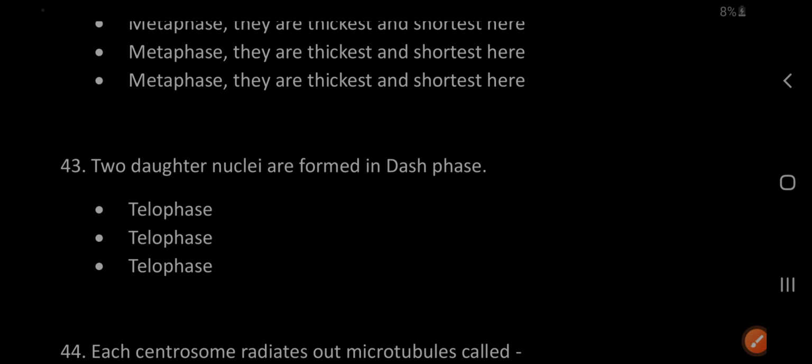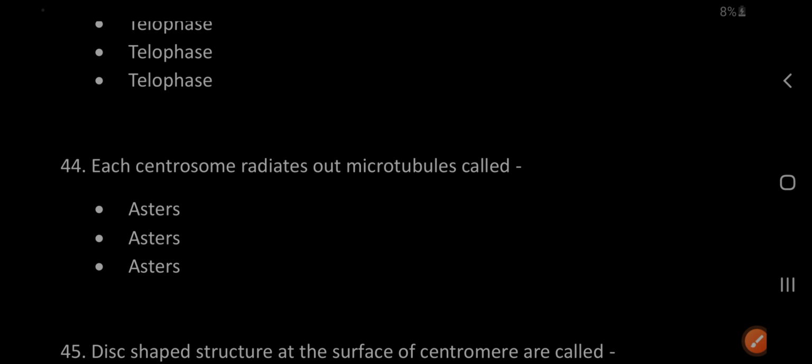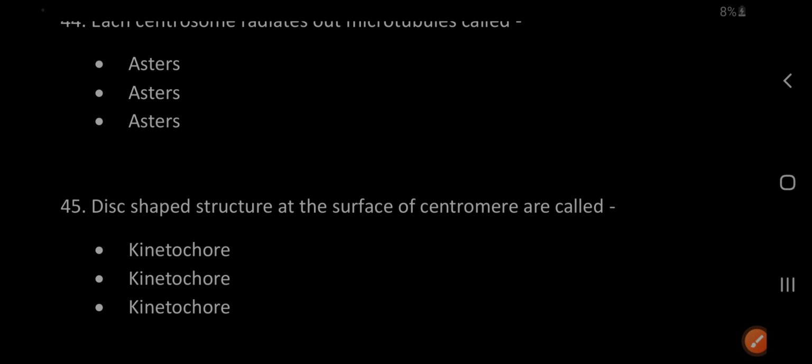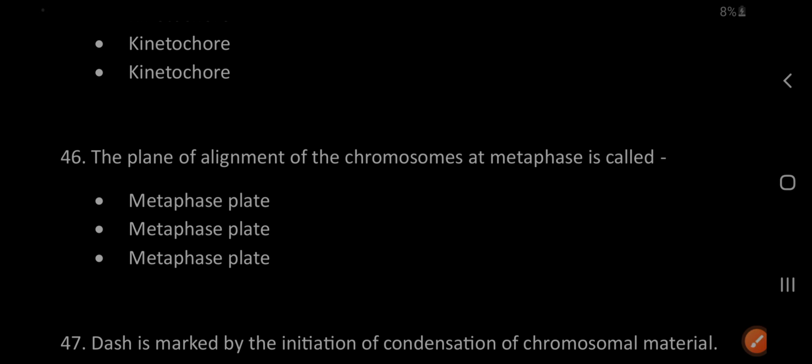Two daughter nuclei are formed in dash phase. Telophase. Each centrosome radiates out microtubules called asters. Disc-shaped structure at the surface of the centromere are called kinetochore. The plane of alignment of the chromosomes at metaphase is called metaphase plate.